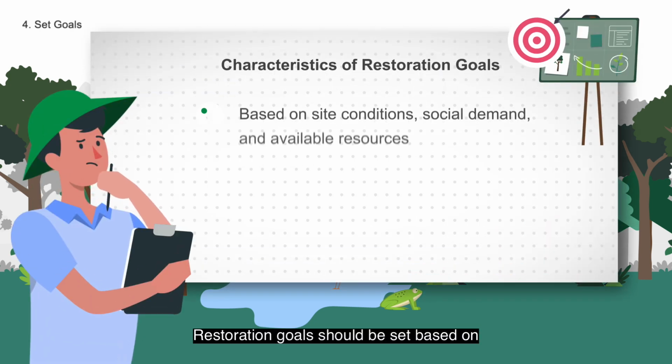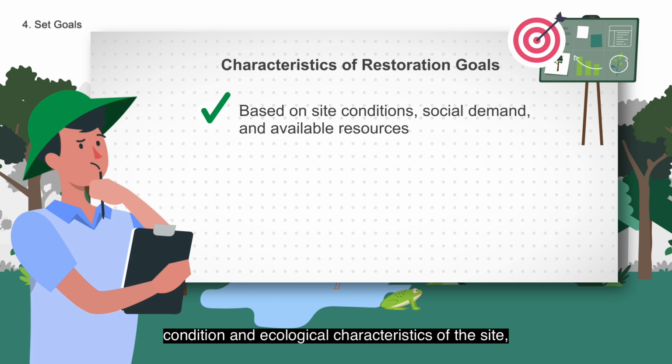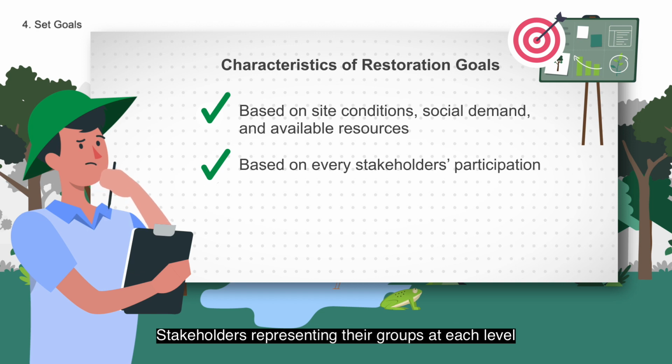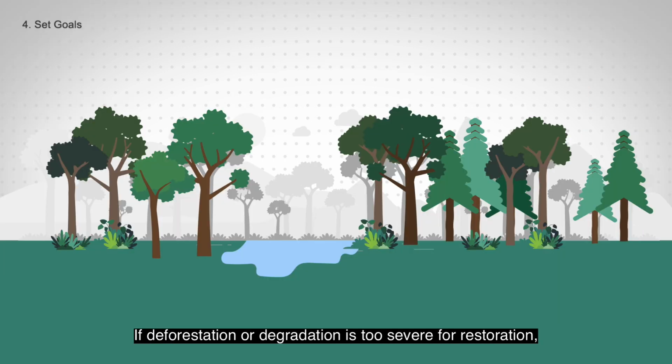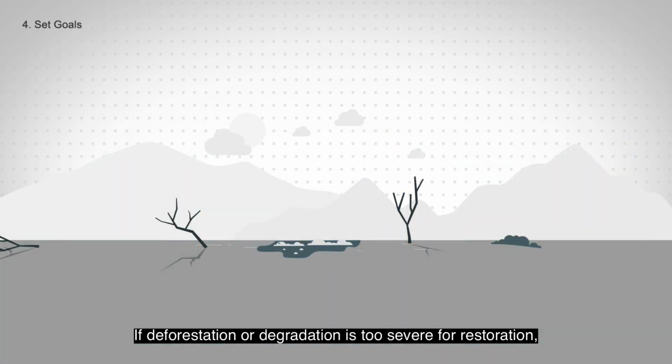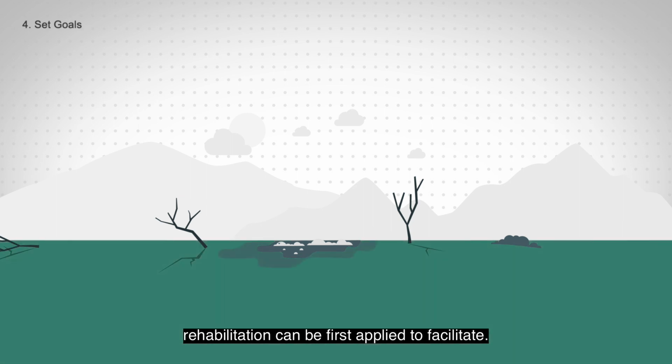Restoration goals should be set based on condition and ecological characteristics of the site, social demand, and available resources. Stakeholders representing their groups at each level should be involved in decision-making for setting goals. It is important to identify specific goals, including goods and services, ecosystem functions, tree species mixtures, and desired future restoration states. If deforestation or degradation is too severe for restoration, rehabilitation can be first applied to facilitate.